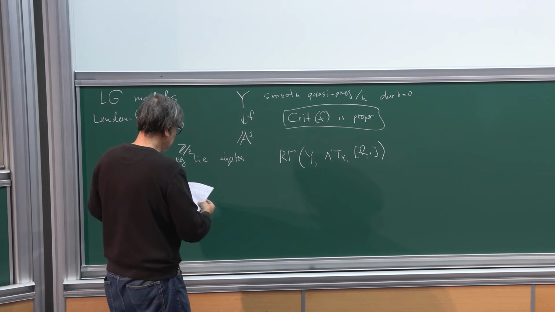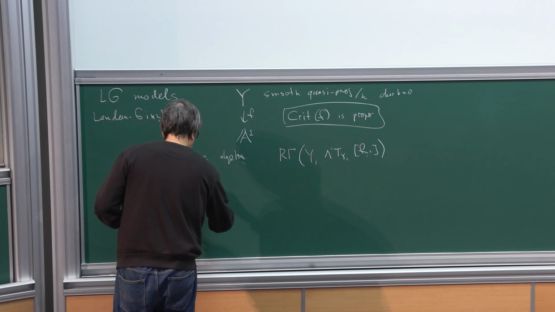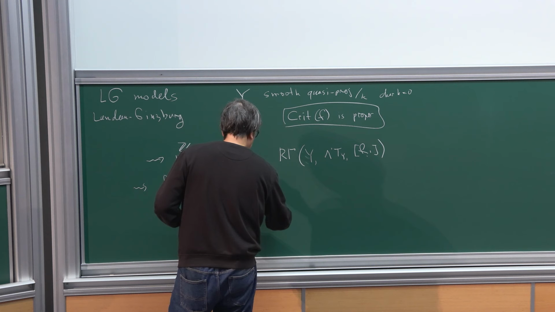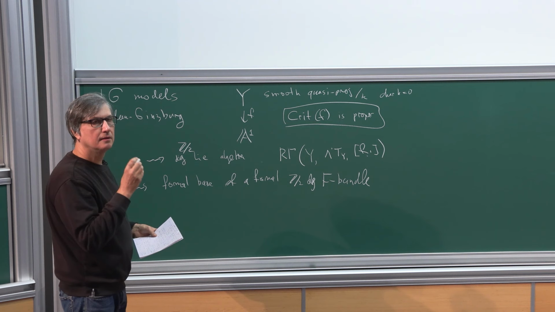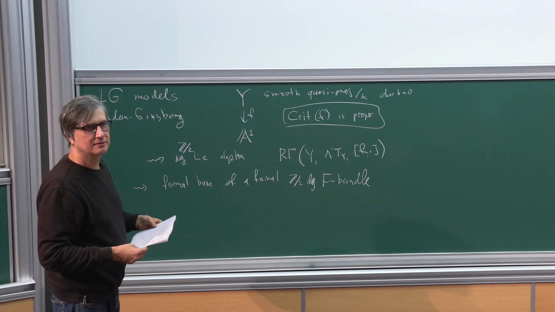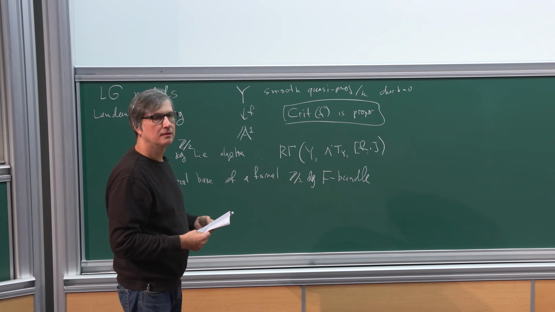Then, in general, if you get such a situation, you get a formal base of a formal Z2 graded DG bundle. So what is the meaning of commutators? You need some bracket. On polyvector fields there is what's called the Schouten-Nijenhuis bracket. So this is something that extends the bracket. Between a vector field and a function, it is just evaluation of the vector field on the function. Yes.